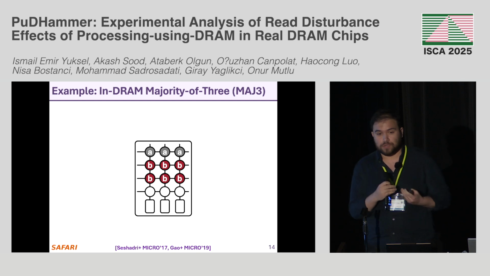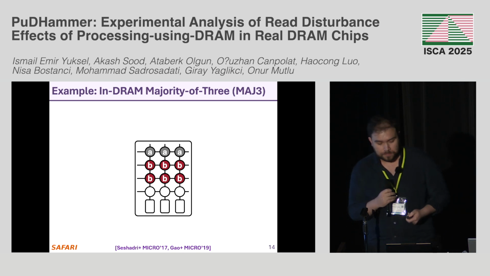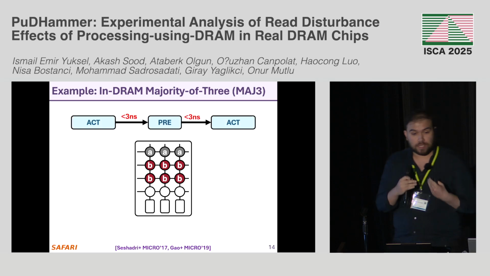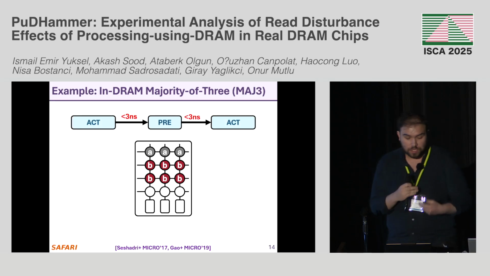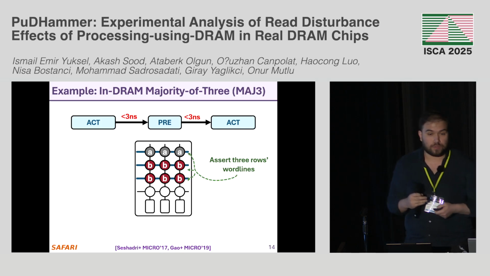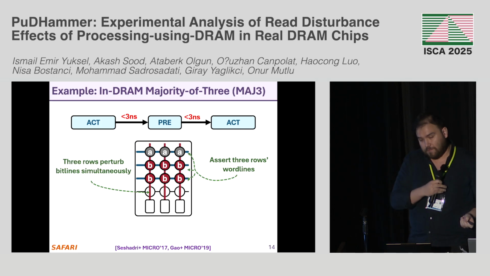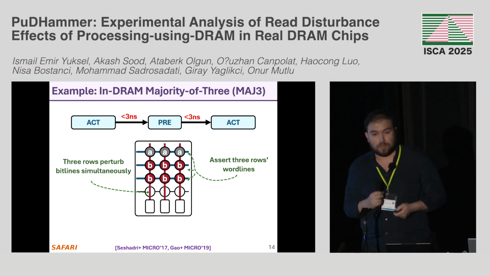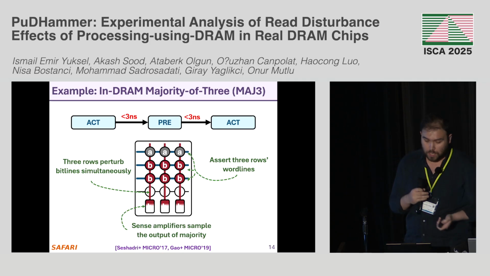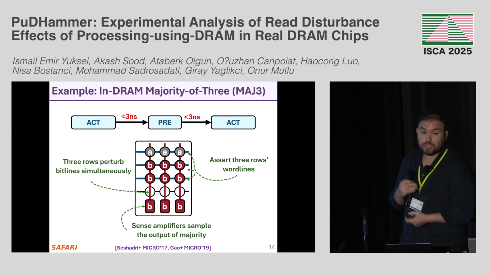And one example for using SiMRA is realizing in-DRAM majority of 3. Assume that we have this ACT-PRE-ACT command sequence, and we have 3 rows that we activate simultaneously, which asserts these 3 rows' word lines. And after that, 3 rows perturb the bit lines simultaneously. Due to charge sharing, the sense amplifier will sample the output of the majority of the activated rows. In this case, it's B.